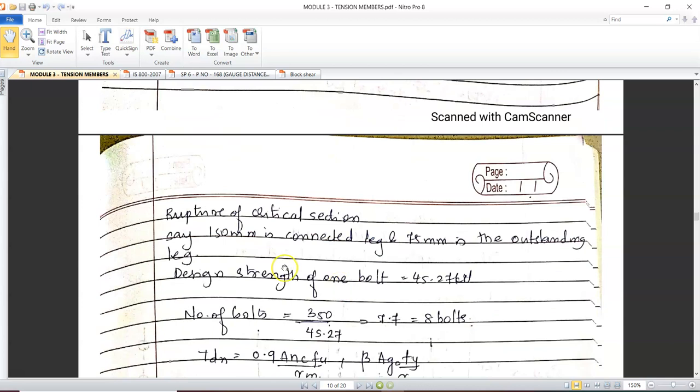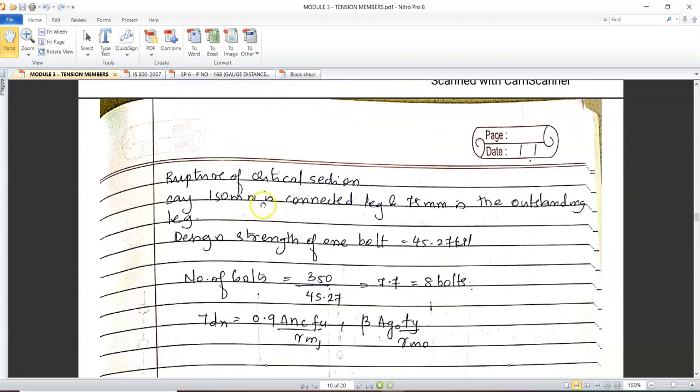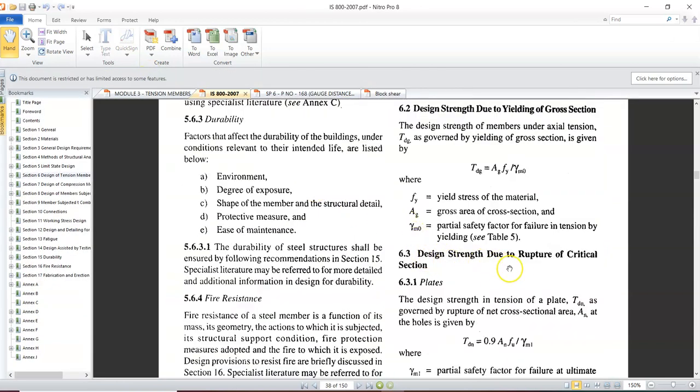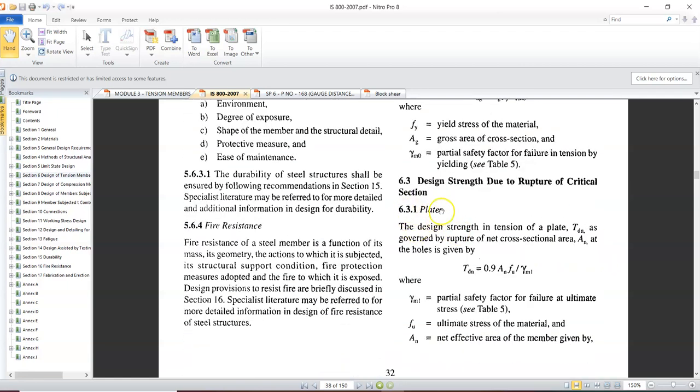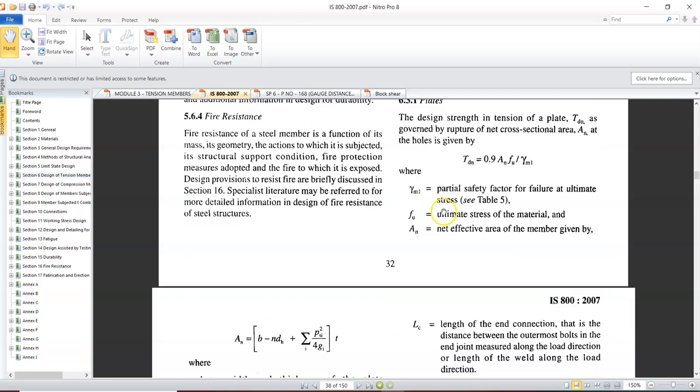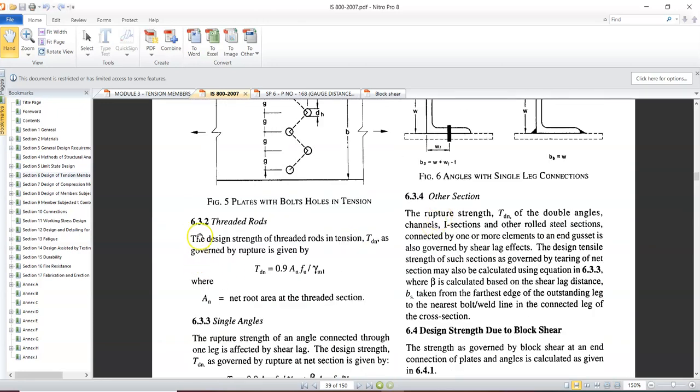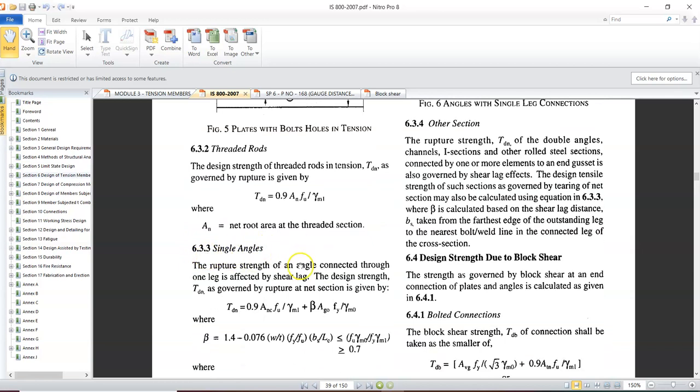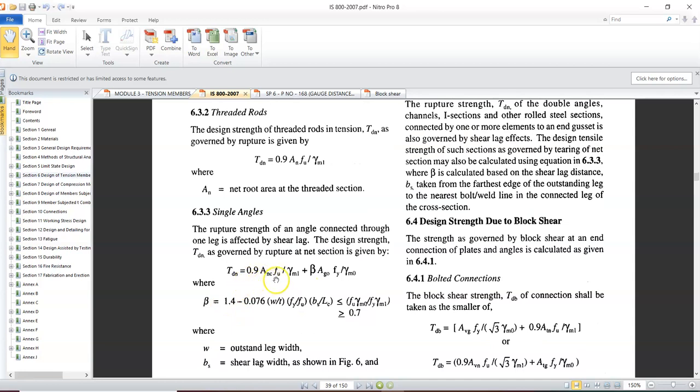Now coming to the next check, that is rupture of critical section. Now go back to IS 800 2007. The design strength due to rupture of critical or net section: 6.3.1 is for plates and 6.3.3 is for angles. All of you have to write down this formula, that is TDN is equal to 0.9 ANC fu by gamma m1 plus beta into Ag0 into fy by gamma m0.